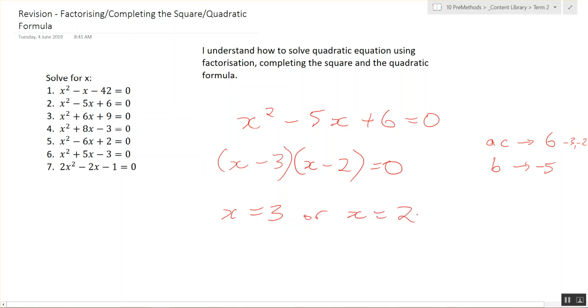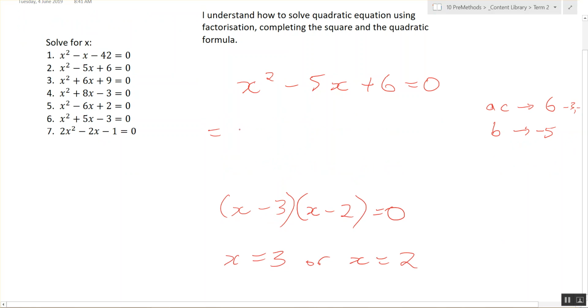So see if you got it all right. x squared take 3x take 2x plus 6. Do you remember doing that? Yeah, I'll put that here. And then the common factor here.